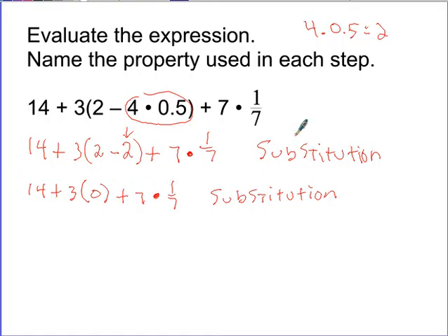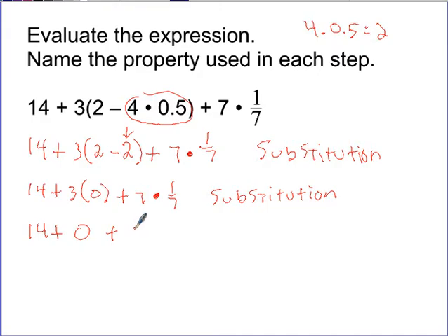Order of operations. 7 times 1/7. Okay. 7 times 1/7. But what's also happening here? 3 times 0. That's multiplication. So order of operations says multiplication goes in one step from left to right, correct? Correct. So we're going to do two different steps, but we're going to name them both with properties. So 14 plus, what's 3 times 0? 0. Plus, what's 7 times 1/7?